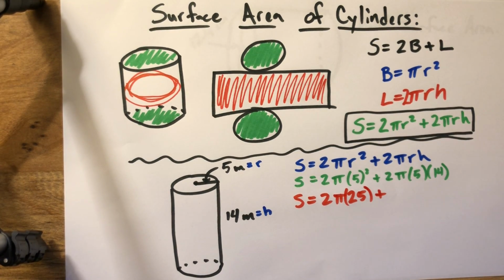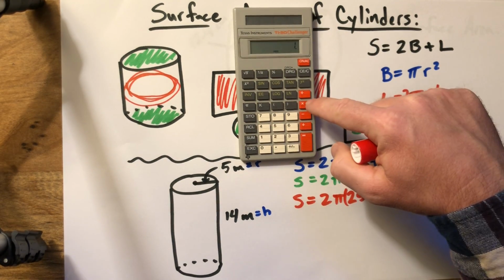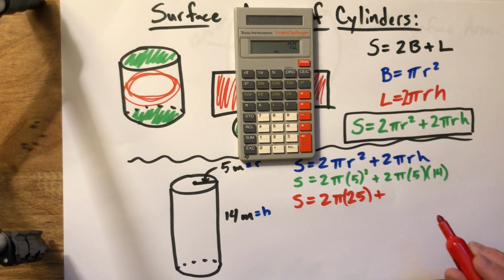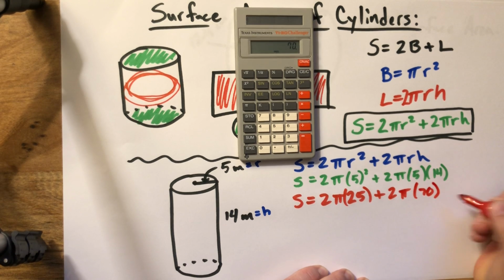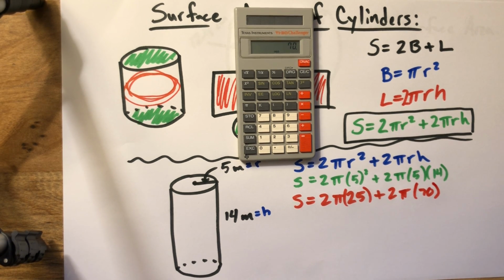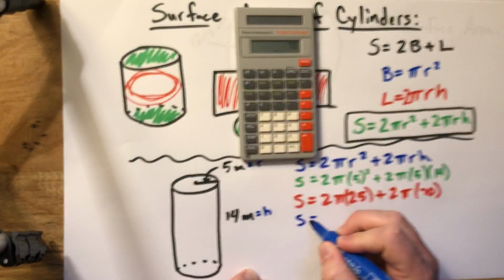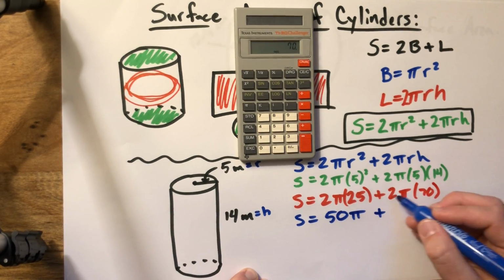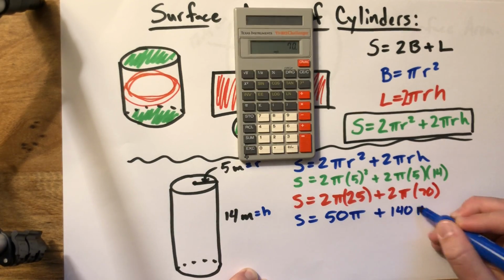Now if we multiply over here, just to make sure I get it right, I'm going to go ahead and grab my calculator. 14 times 5 is 70. So now we have 2 times pi times 70. Next, I think I'm going to multiply the 2. So it might look something like this. 2 times 25 is 50 times pi.